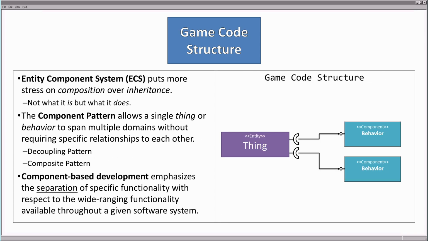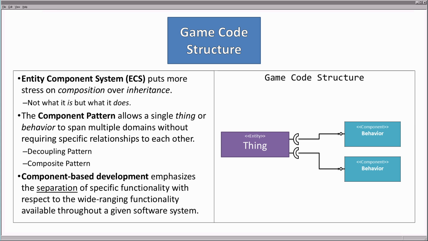Game software structure can be viewed in a slightly different way than most typical object-oriented designed software. Entity Component System, ECS, puts more stress on composition over inheritance. It focuses on not what it is, but what it does. We also keep in mind that composition is another version of association, or the has-a relationship between classes. This is related heavily to concepts in the observer pattern or mediator pattern.